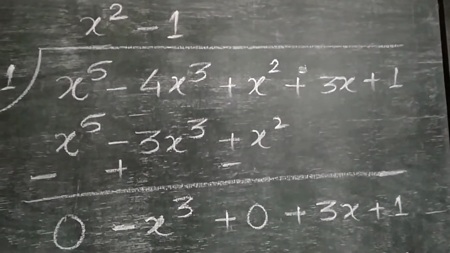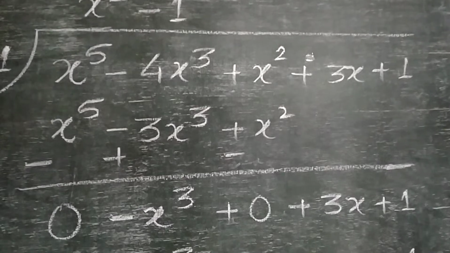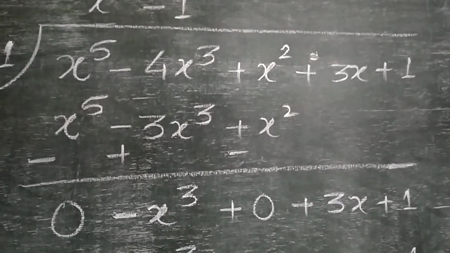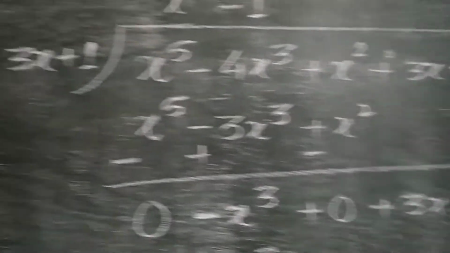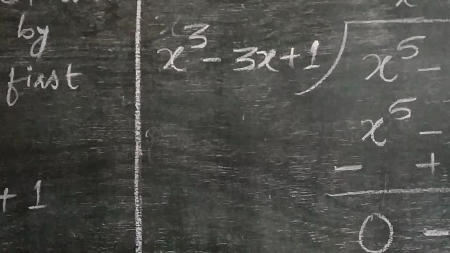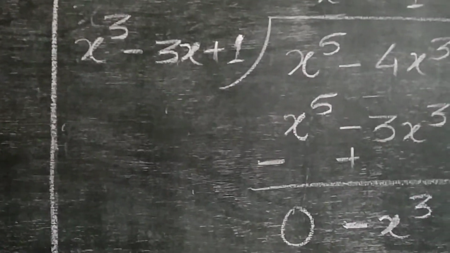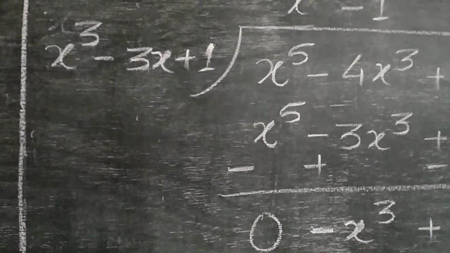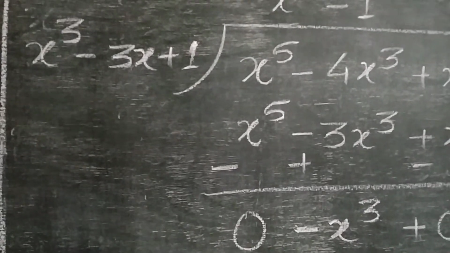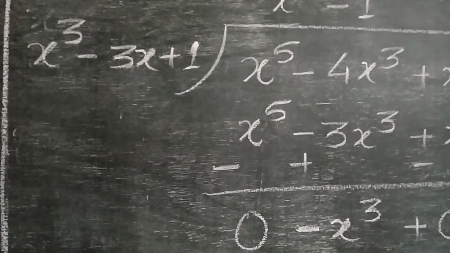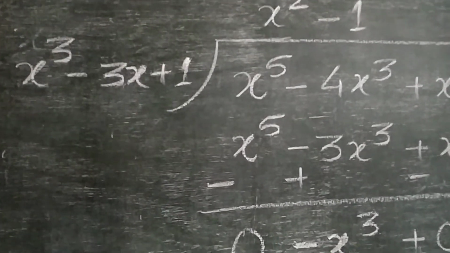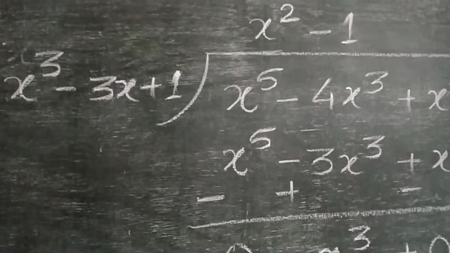Here we have written the dividend x to the power 5 minus 4x cube plus x square plus 3x plus 1, and here is the divisor, that is x cube minus 3x plus 1. Now we will take the first or highest order term of the dividend and divisor and we will divide them. We will get x square, x to the power 5 divided by x cube, we will get x square.